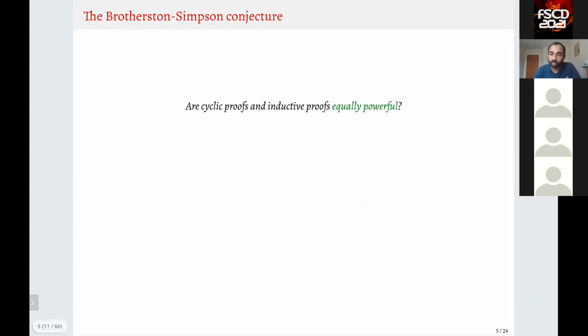And in many of these areas, even with different subject matters, there's an underlying question that is often posed, which is colloquially termed the Brotherston-Simpson conjecture. Are cyclic proofs and inductive proofs equally powerful? So in a sense, we have an idea that inductive proofs can be translated easily into cyclic proofs, let's say easily in inverted commas. But the other way around is usually a more difficult thing.